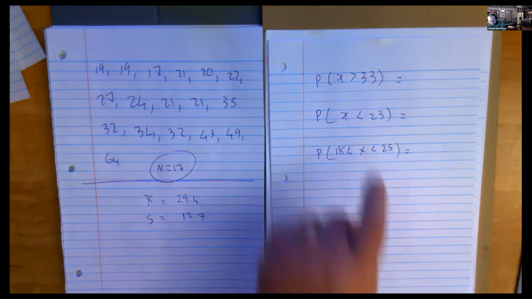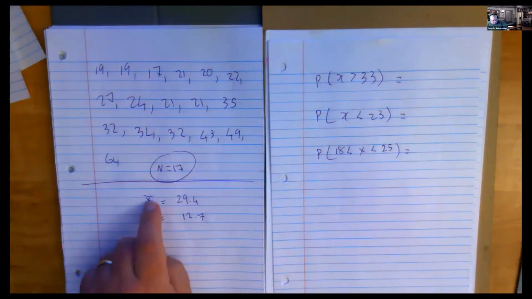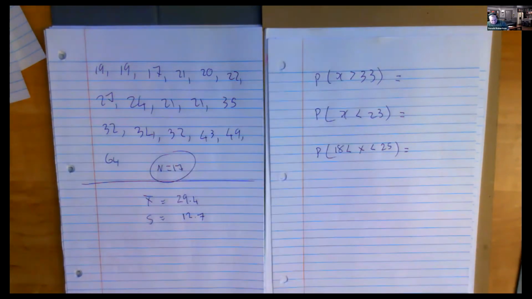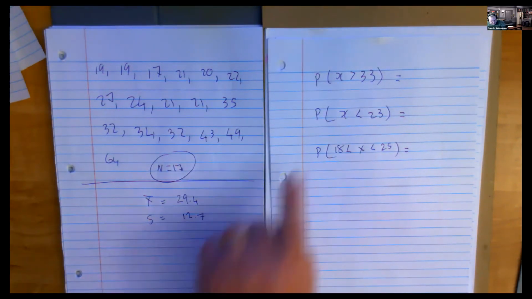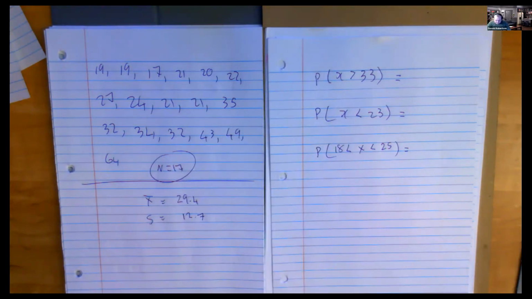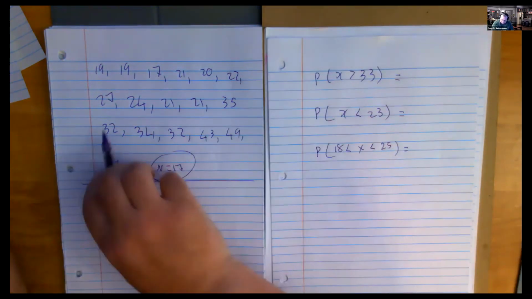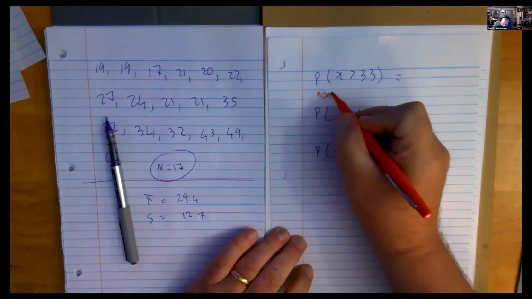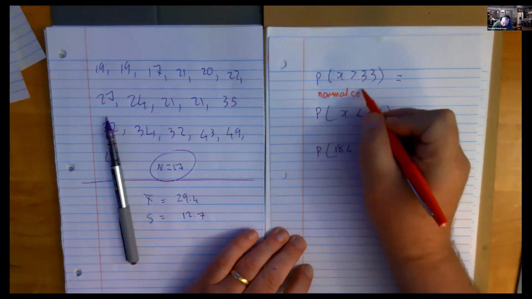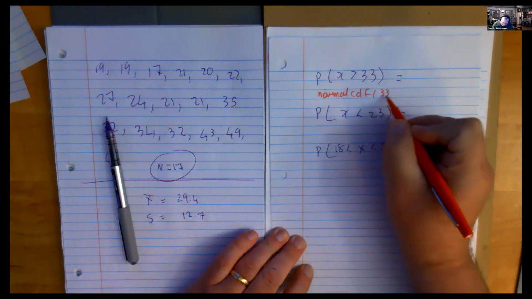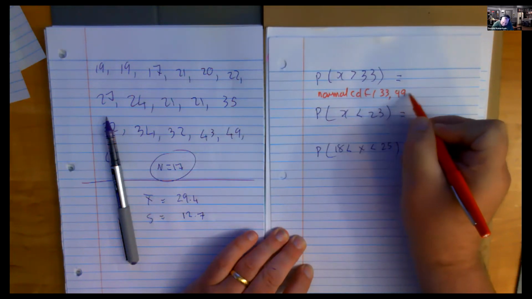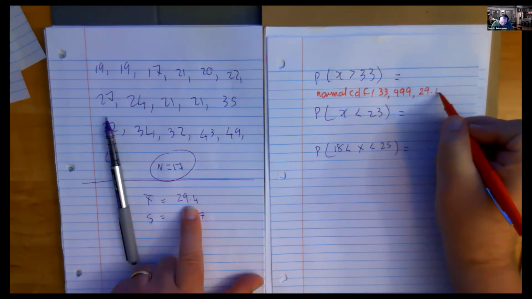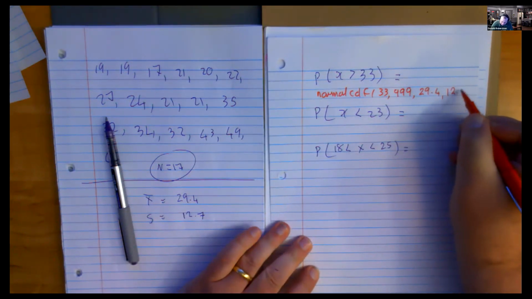So we are going to use our sample, our data, and we're going to use it to predict what percentage will be in these intervals. Now, in that top one, I think I'll change my pen color. When I do a normal CDF, 33 or bigger, with a mean of 29.4 and a standard deviation of 12.7.